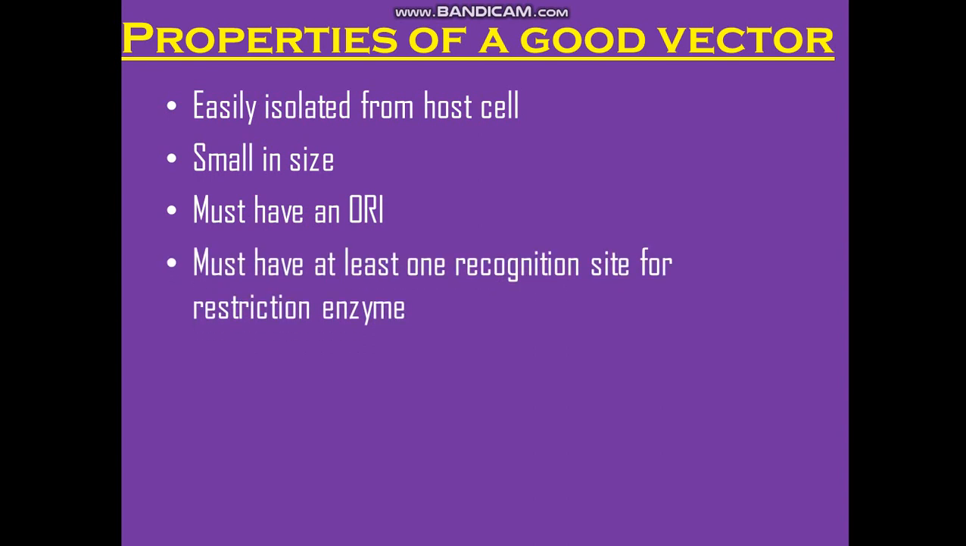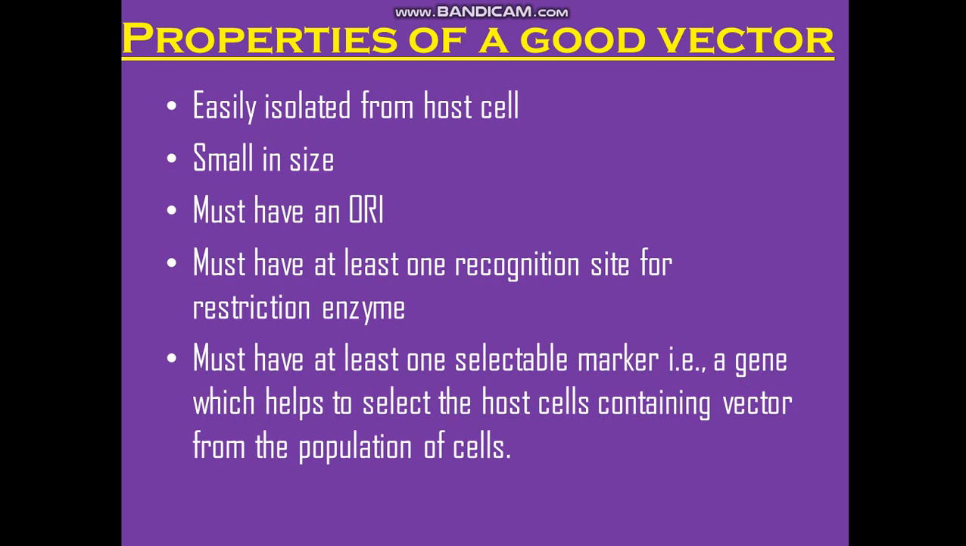Next is, it must have at least one recognition site for a restriction enzyme. I have told you about restriction enzymes yesterday. Restriction enzymes are cutting or producing nicks at particular recognition sites. So a good vector should have at least one; if more are present, if multiple cloning sites are present, that is very good. Multiple cloning sites will have multiple recognition sequences, but at least one recognition sequence is a must for a good vector.